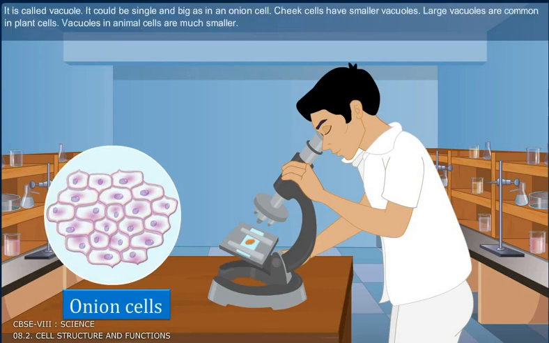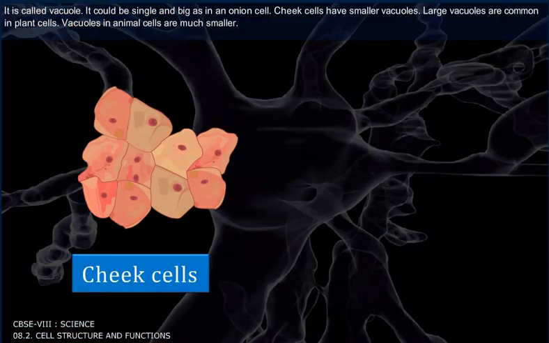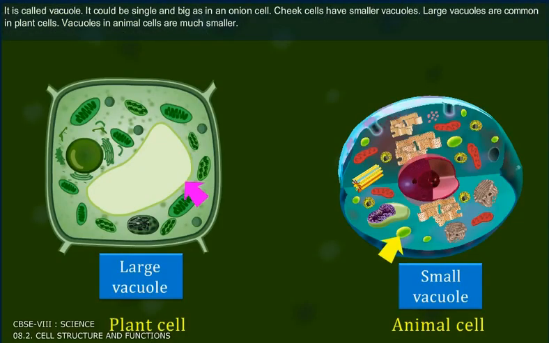While observing the onion cells under the microscope, did you notice any blank-looking structures in the cytoplasm? It is called a vacuole. It could be single and big as in an onion cell. Cheek cells have smaller vacuoles. Large vacuoles are common in plant cells. Vacuoles in animal cells are much smaller.